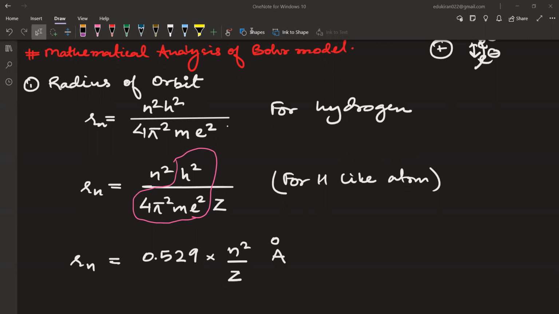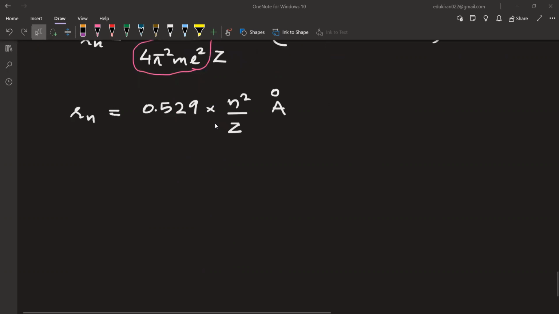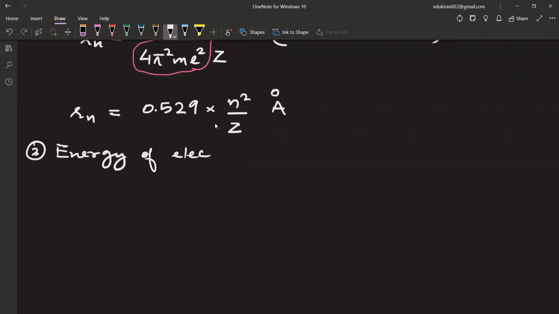They're done. Okay. Right. The energy of electron. Second thing discussed was energy of electron. Okay. So when the electron is revolving, it will have some kinetic energy and it will have some potential energy due to the attractive force, है ना.